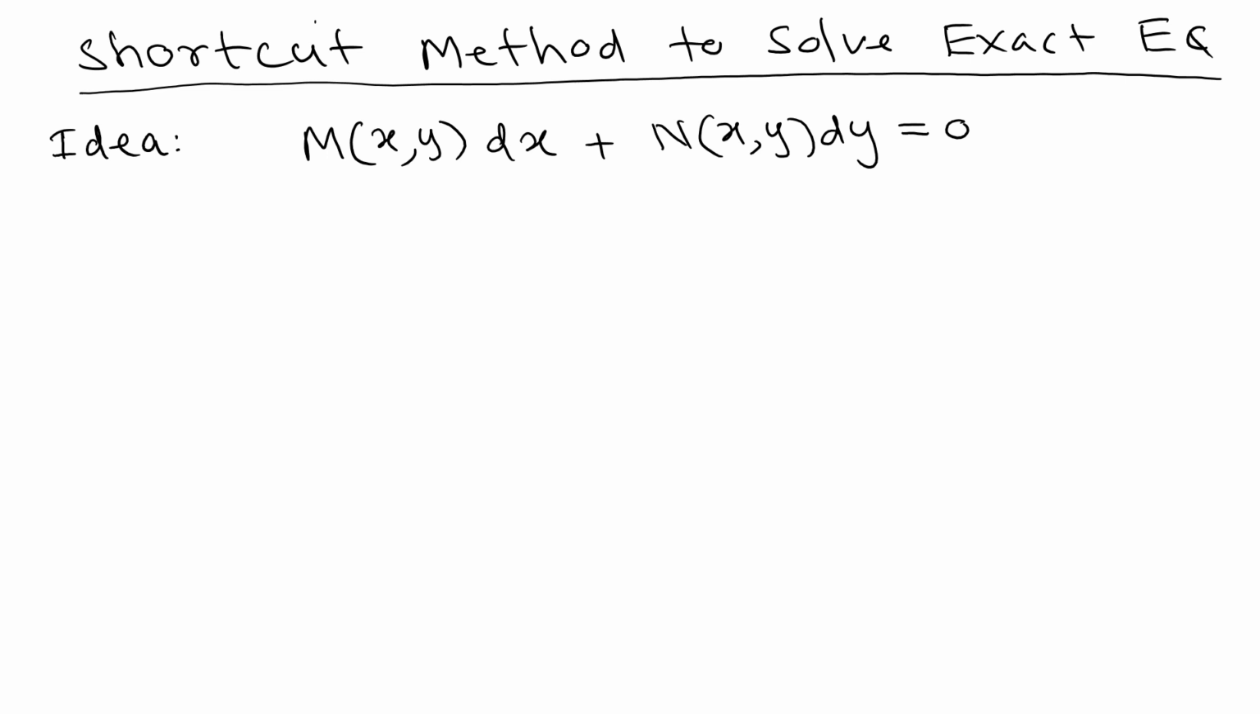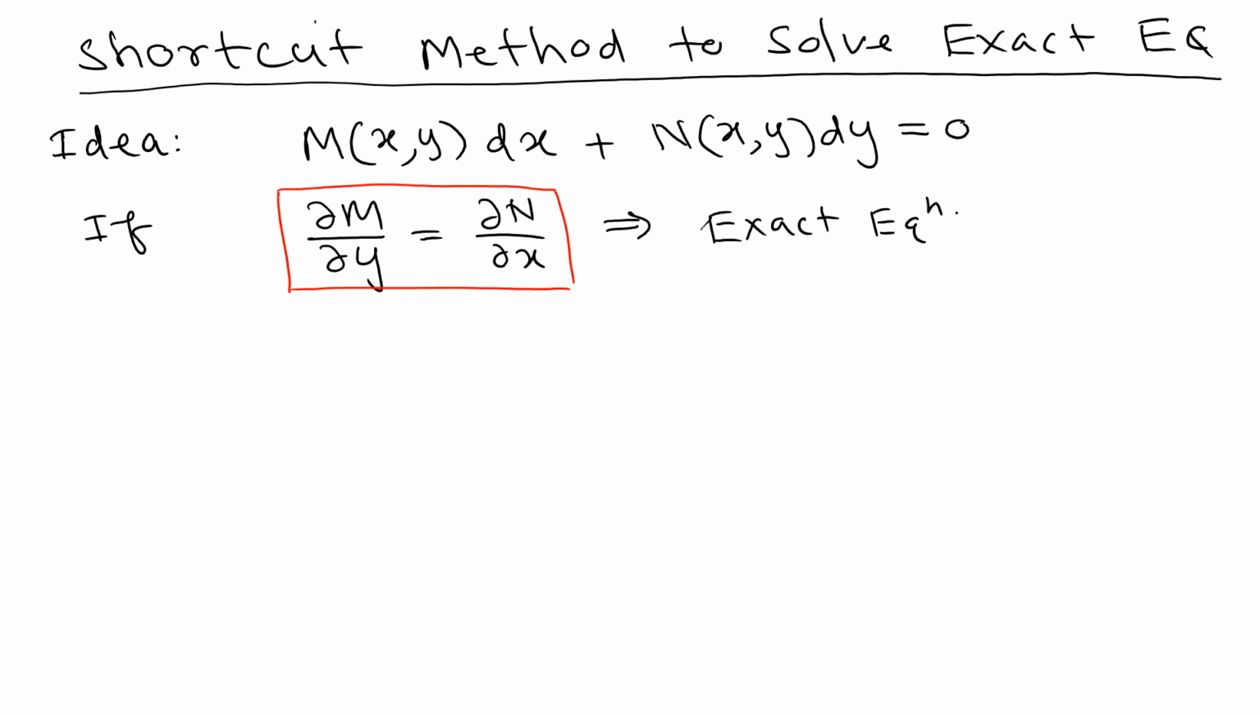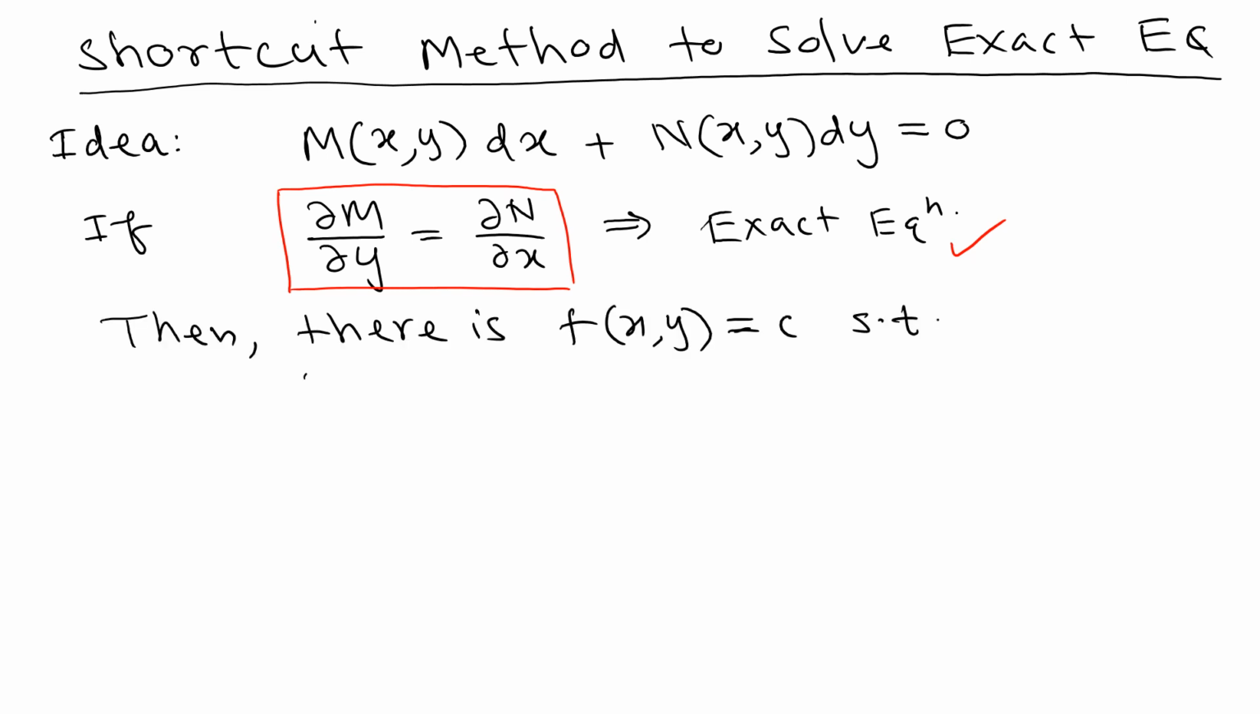First, as in the other method, we need to check whether it's exact. So if the partial derivative with respect to y of M equals the partial derivative with respect to x of N, then we know that it is exact. That means there is a function f(x,y) such that the x partial derivative gives the M function, and the y derivative gives the N function. That's by the definition. That's what we call an exact equation.